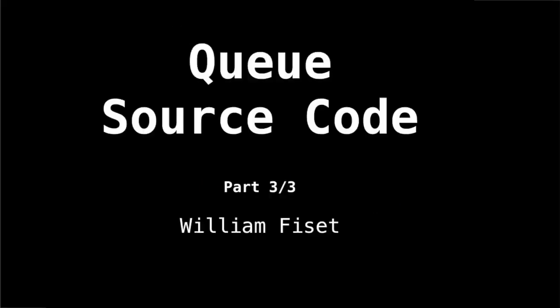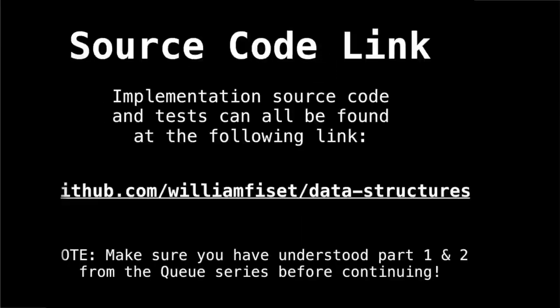Alright, now it's time to have a look at some source code for a queue. So I implemented a queue, and you can find the source code at the following link on github.com/myusername/data-structures. Also make sure you have watched and understood parts 1 and 2 from the queue series before continuing.